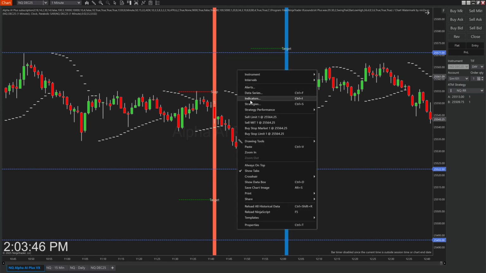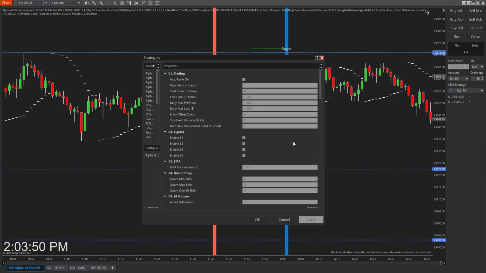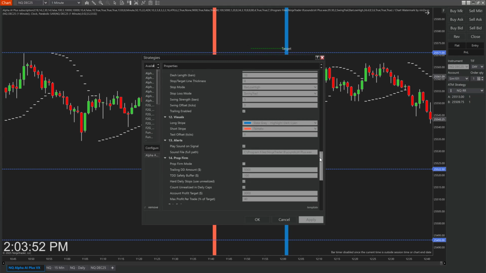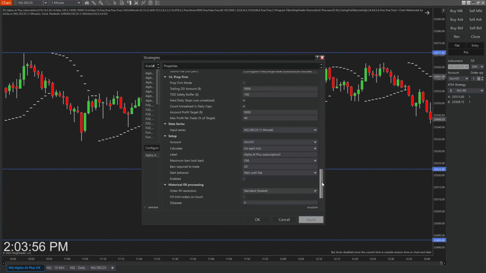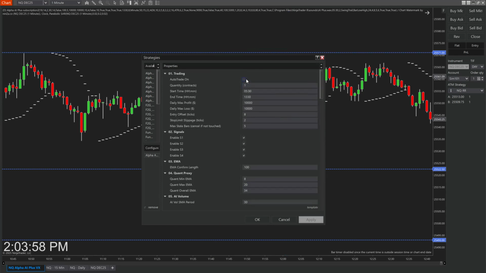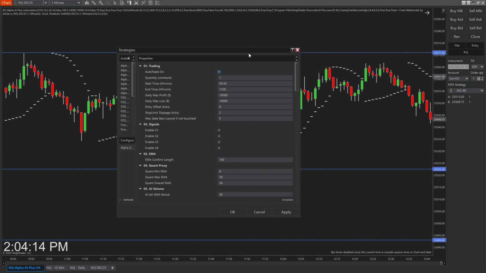So if you go here, that strategy is called Alpha AI Plus. We designed this strategy to have two things. It can take trades for you, and we're also going to provide you the template that will take trades for you. You don't need to do anything. So if you check auto trade on, it will actually take the trades for you. You don't need to do anything, right?